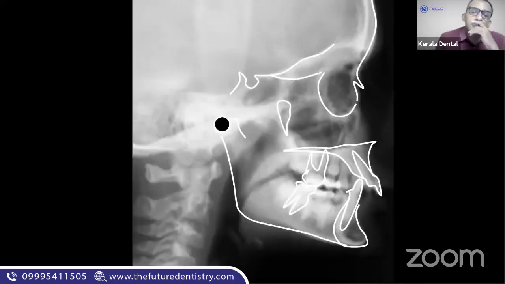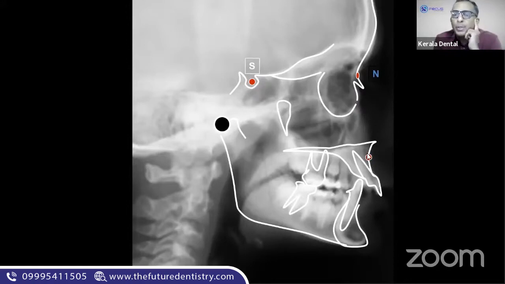Quickly into landmarks. I'm sure many of you are pretty much familiar with these landmarks. Let's look at nasion. What is nasion? Nasion is nothing but the frontal bone meeting with the nasal bone. That point where the frontal bone meets the nasal bone is called nasion. Sella, the midpoint of the pituitary fossa. Look at the pituitary fossa here. If you assume this pituitary fossa as a circle, the midpoint of the pituitary fossa is called sella.